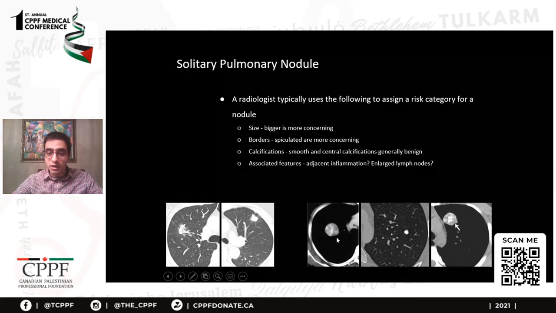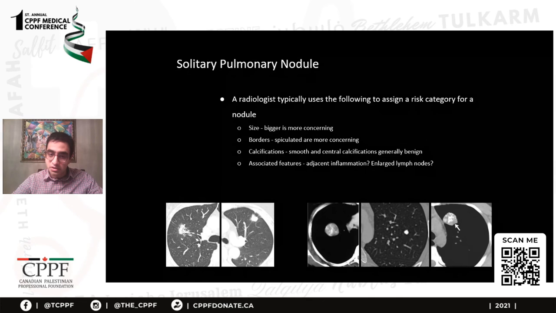So based on what the calcification pattern looks like, what the borders look like, what the size is, and whether or not there are enlarged lymph nodes downstream, will give us an idea of whether we're dealing with something malignant or benign. But our ability to differentiate on CT alone is limited. It's only in special cases that we can tell for sure. Oftentimes we need the biopsy.